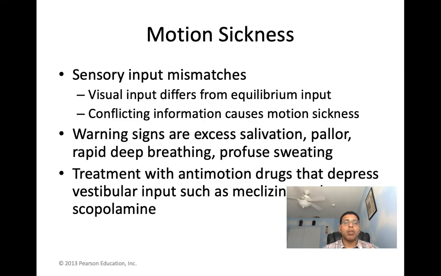Next, then let's talk about motion sickness. Motion sickness is described as being sensory input mismatches. Here we'll see we have visual input differing from equilibrium input, and conflicting information that is going to cause motion sickness. There are some warning signs, and they include excessive salivation, pallor, rapid deep breathing, and profuse sweating. Treatment is with anti-motion drugs that depress the vestibular input, such as meclizine and scopolamine.